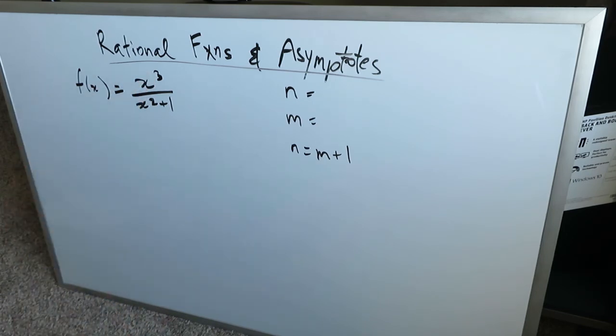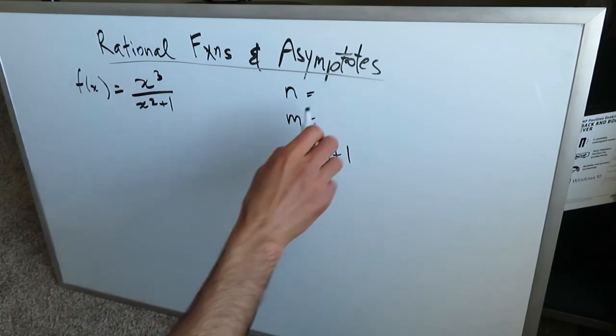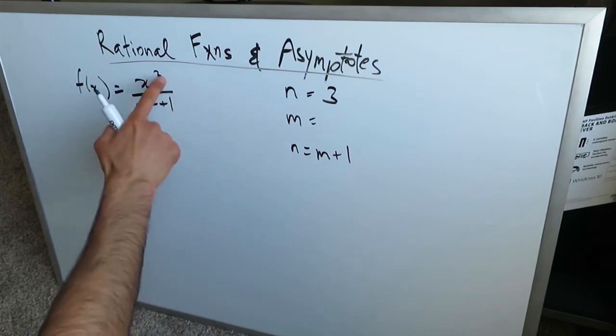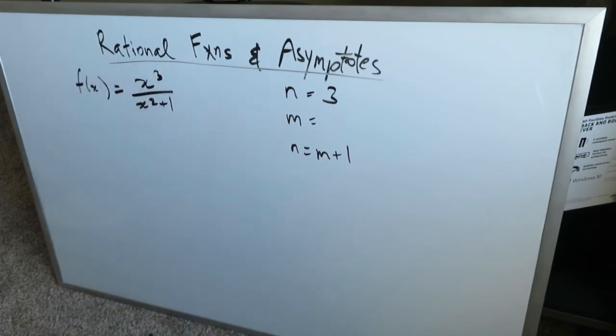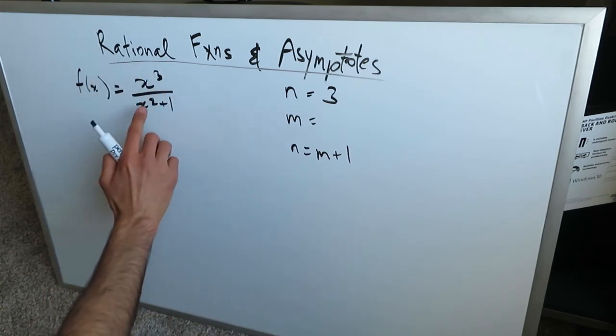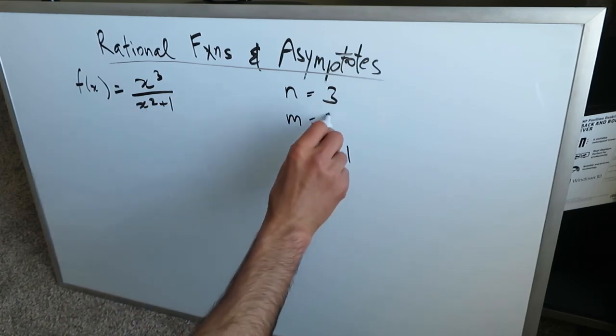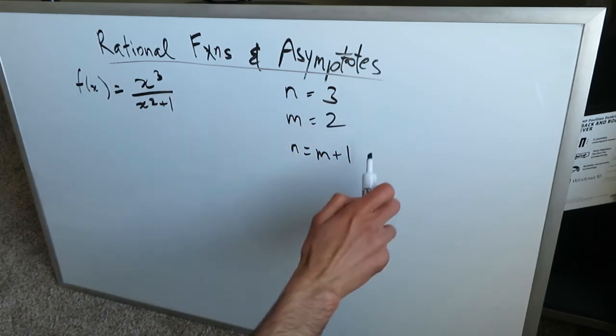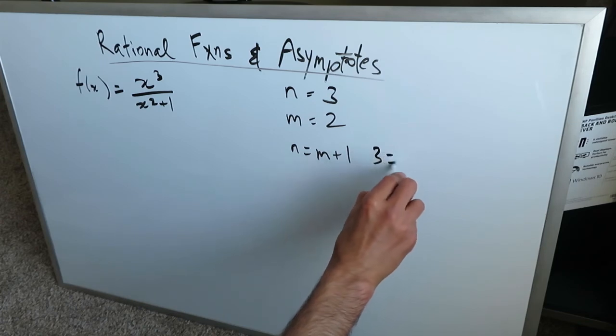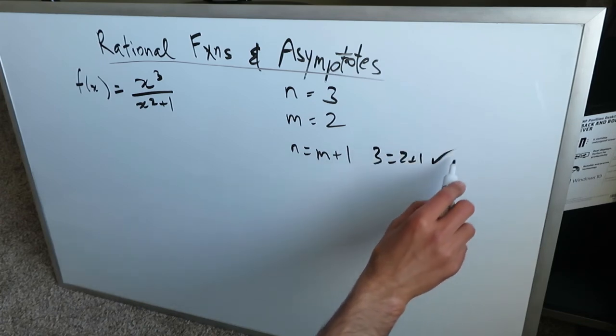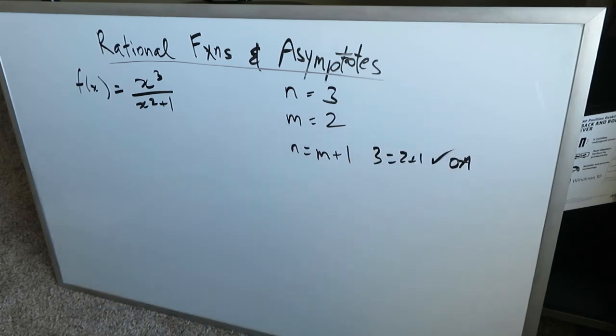What's my n value? It should be second nature by now. Always look at the highest order of the polynomial in the numerator. I see a 3. Remember, the highest order is representative of the exponent that you're looking at. m over here is a 2, from x squared plus 1. Is n equal to m plus 1? Is 3 equal to 2 plus 1? Yes. So therefore we will have an oblique asymptote. We will have to calculate that at the end.